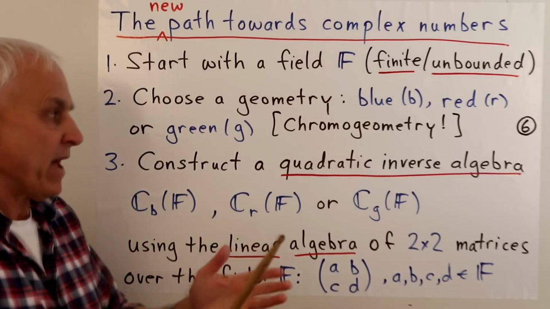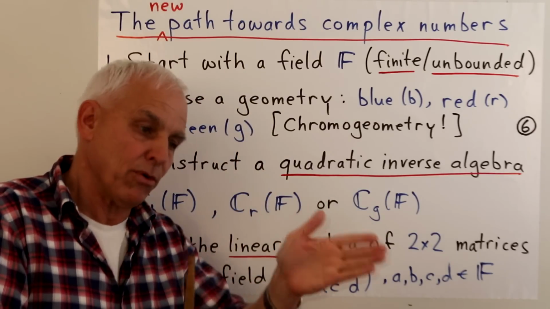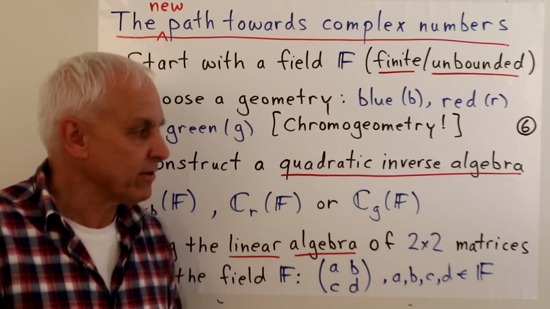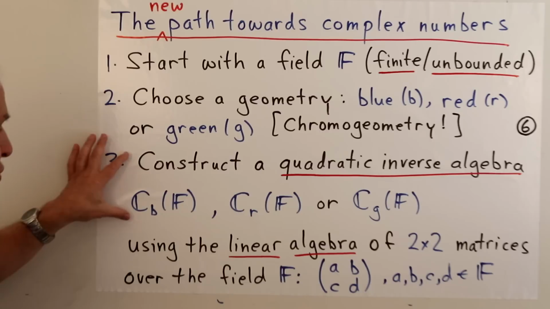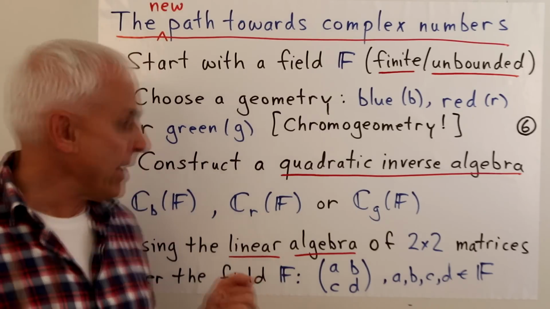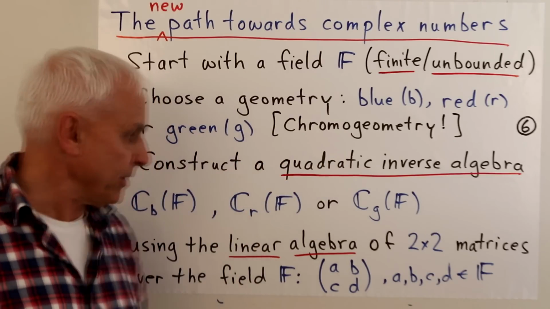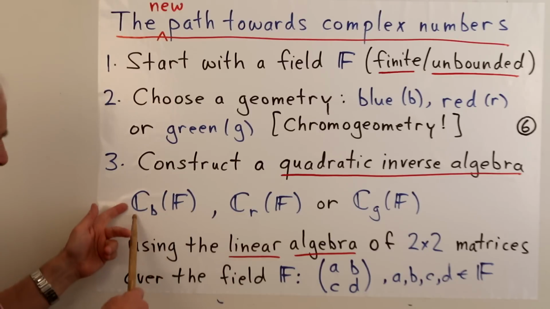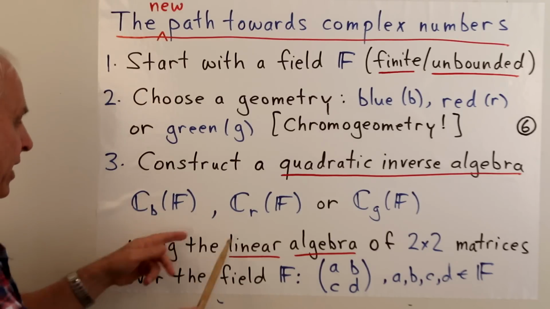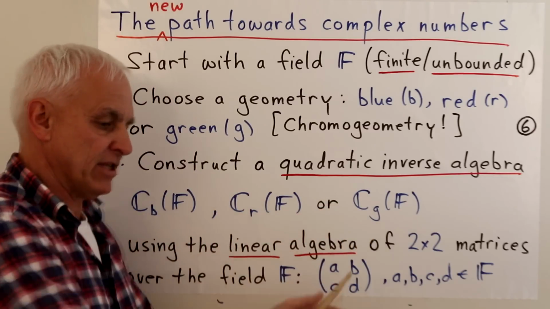But the point is that what we're doing has really these 3 different aspects. You can go in the blue or the red or the green direction, and you get parallel but sort of different theories. And then the crucial thing is we have to construct a certain algebra. And I'm going to call it a quadratic inverse algebra, and I will explain what that means at some point. And so the name C sub b of F, that's the blue one, C sub r of F, that's the red one, C sub g of F, that's the green one.